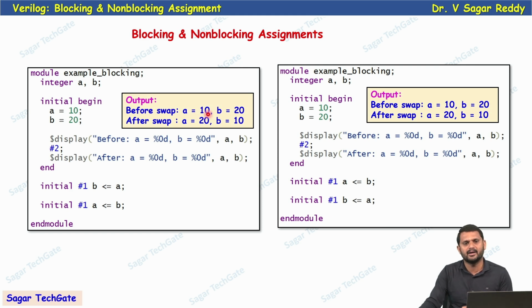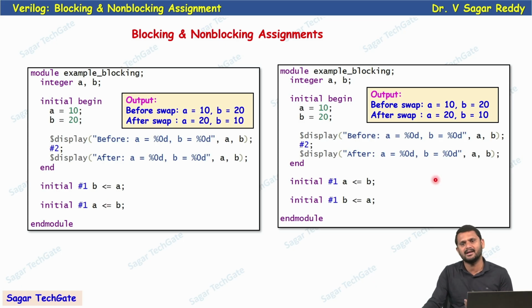Before swap 10 20, after swap 20 10. So even if we change the order of these procedural blocks in our model, we'll get the same output. So in that case, we should use non-blocking statements instead of blocking statements, because even if we change the order, we'll get the same output.